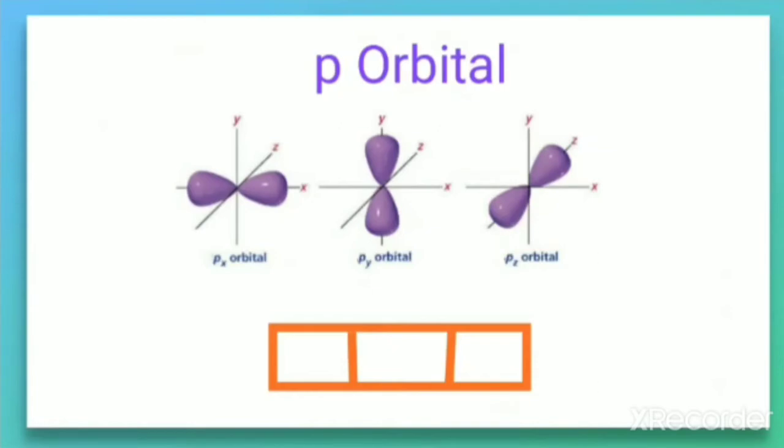The P orbital has three orientations. If the dumbbell is on the x-axis, that is Px. If the dumbbell is on the y-axis, then it is Py. If the dumbbell is on the z-axis, then it is Pz. So because of these three orientations, we make three boxes in the orbital diagram for the P orbital. Here the three boxes represent one for Px, another for Py and the third for Pz. So whenever we are making an orbital diagram for the P orbital, we'll make three boxes.